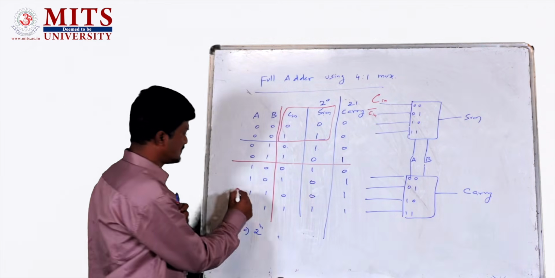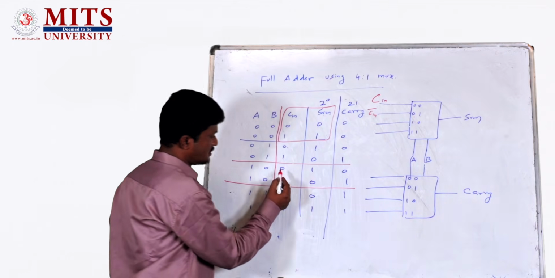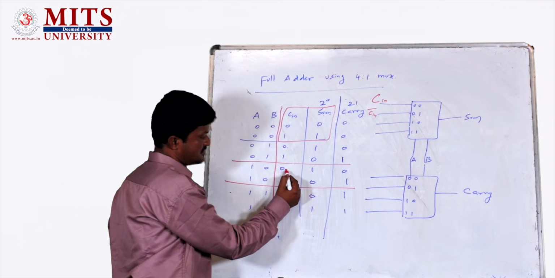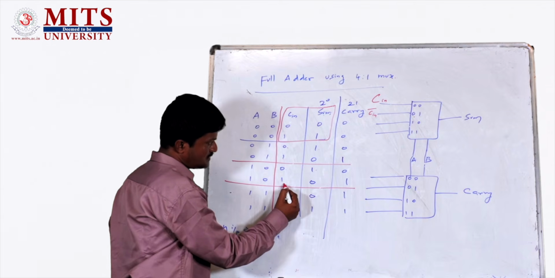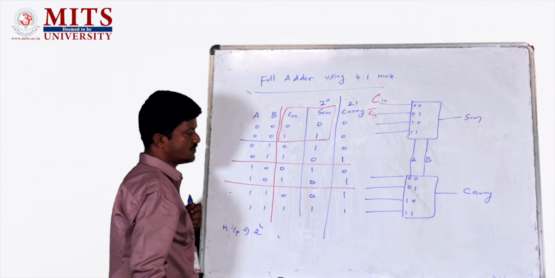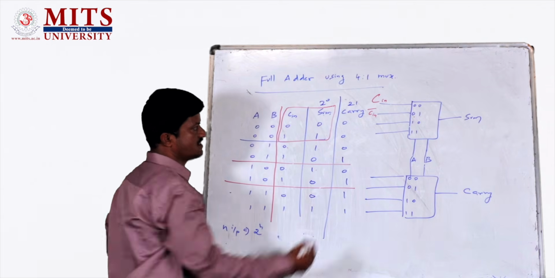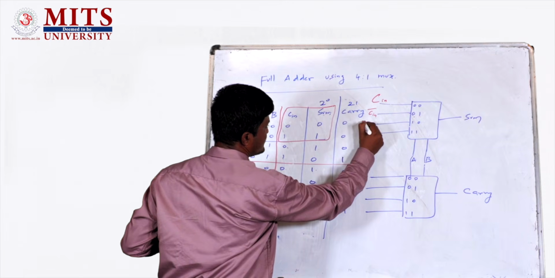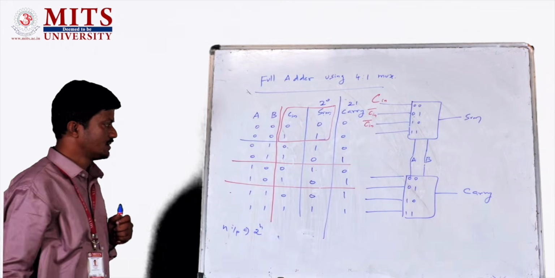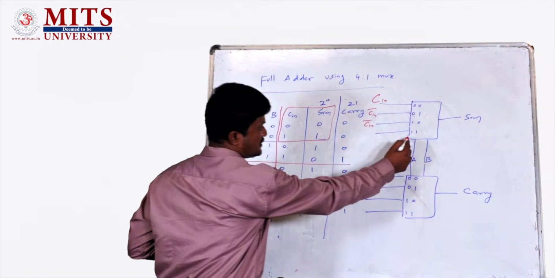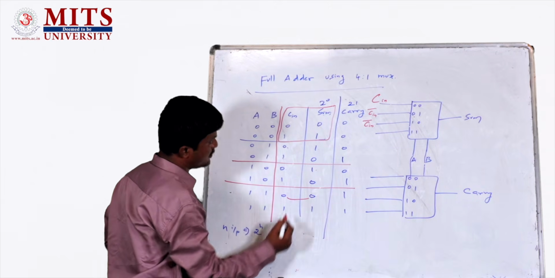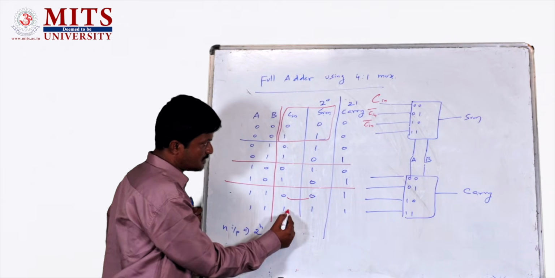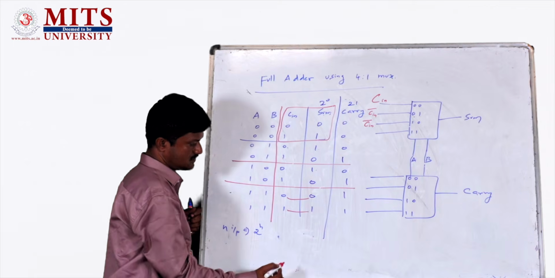The next, if Cn is 0, sum is 1, Cn is 1, sum is 0. So as in the previous case, you can directly write it as Cn bar. Now for the last combination, 1, 1, the sum will be: Cn is 0, sum is 0, Cn is 1, sum is 1.